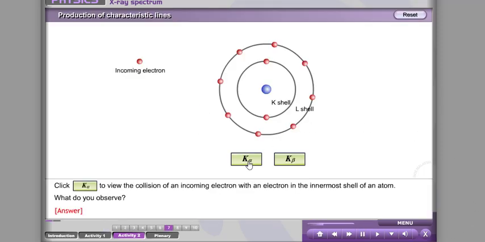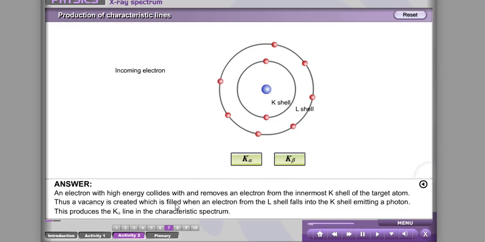Click the K-alpha button to view the collision of an incoming electron with an electron in the innermost shell of an atom. What do you observe? Answer: an electron with high energy collides with and removes an electron from the innermost K shell of the target atom. Thus, a vacancy is created which is filled when an electron from the L shell falls into the K shell, emitting a photon. This produces the K-alpha line in the characteristic spectrum.